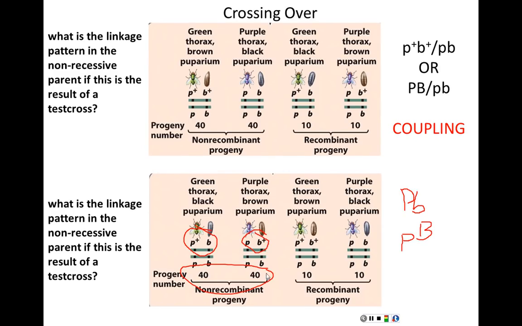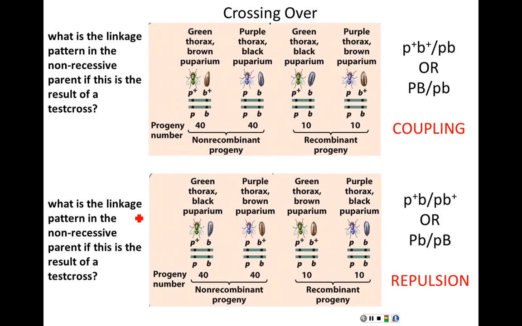The other, larger number. These two sets are the result of recombination. You have recombination between these two genes, and you're going to bring the dominant B up next to the dominant P, giving you this recombinant progeny, and the same is true over here. We call this configuration repulsion.